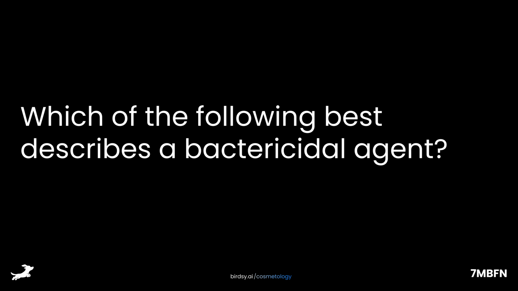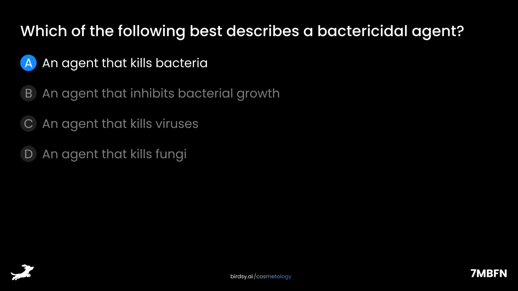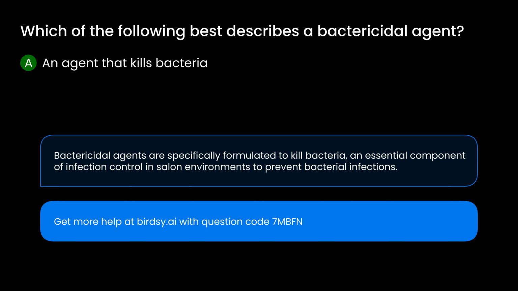Which of the following best describes a bactericidal agent? Is it A, an agent that kills bacteria? B, an agent that inhibits bacterial growth? C, an agent that kills viruses? Or D, an agent that kills fungi? The answer is A, an agent that kills bacteria. Bactericidal agents are specifically formulated to kill bacteria, an essential component of infection control in salon environments to prevent bacterial infections.